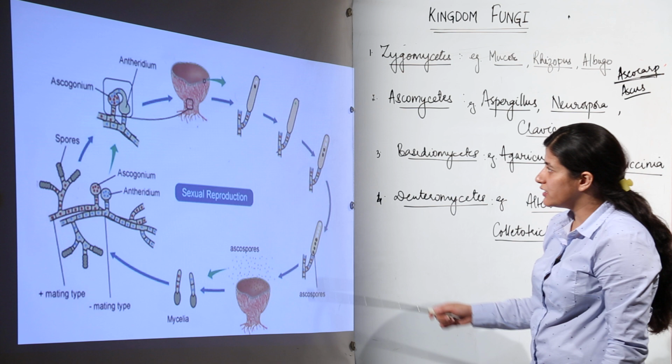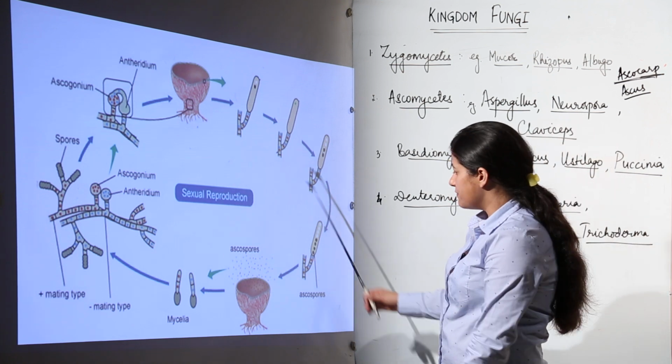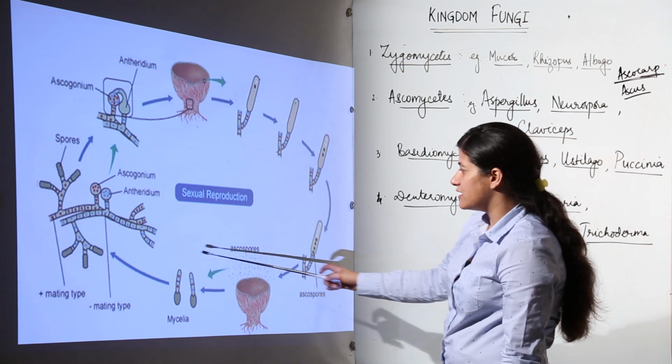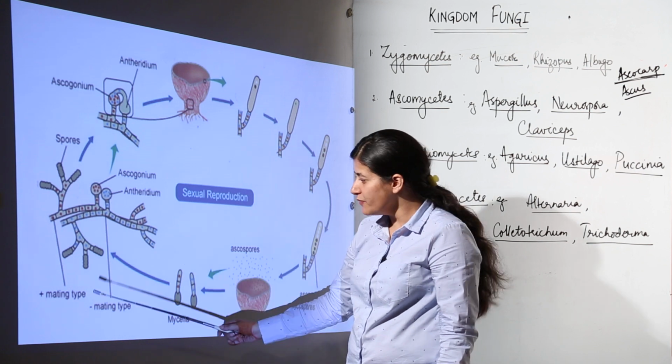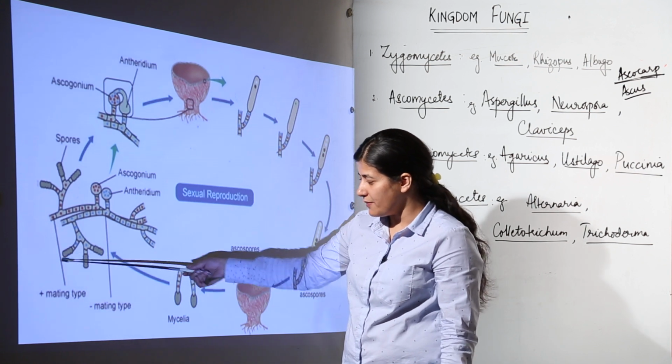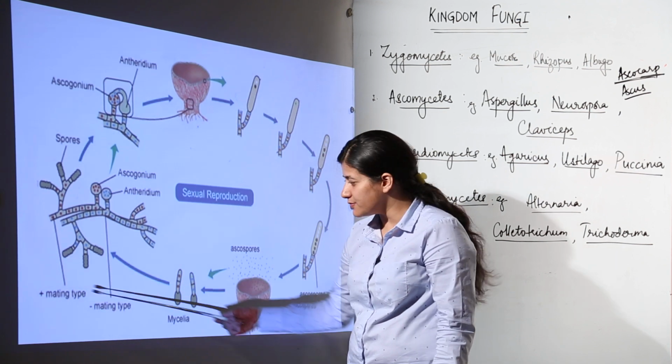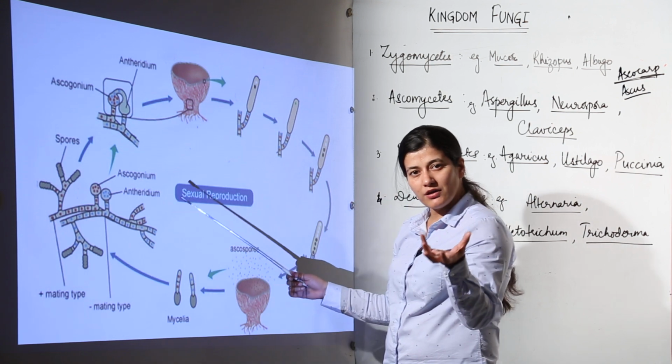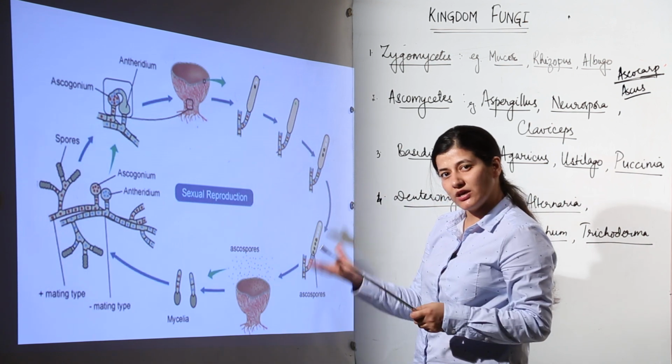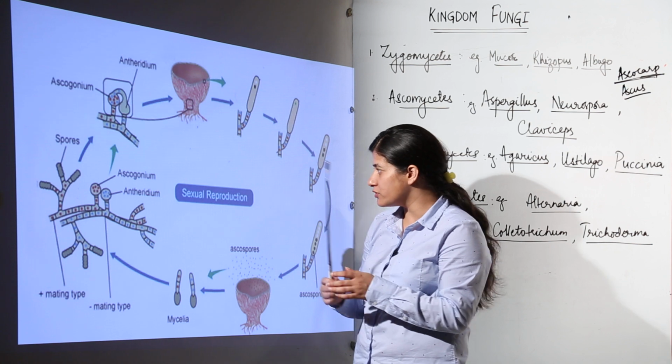As you can see over here, let us start with the first stage, that is the mycelium that we have over here. This is the plus mating type and this is the minus mating type. Plus and minus means the one would give rise to one type of gamete and the other would give rise to another type, and they are going to come close to each other.